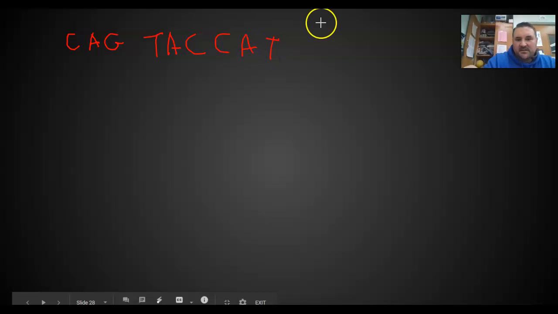So we need a DNA strand first. So if I go C, A, G, T, A, C, C, A, T, T, A, A. So this is my DNA strand. This would stay in the nucleus. This is like where our gene is.